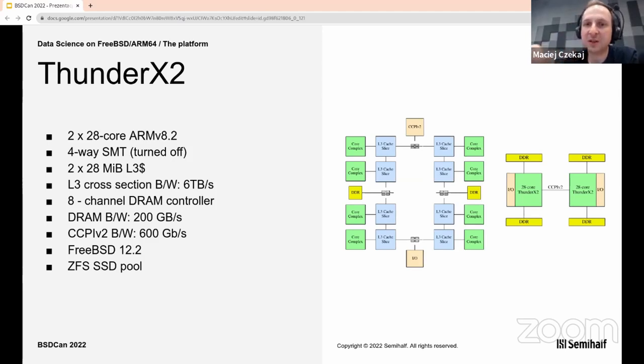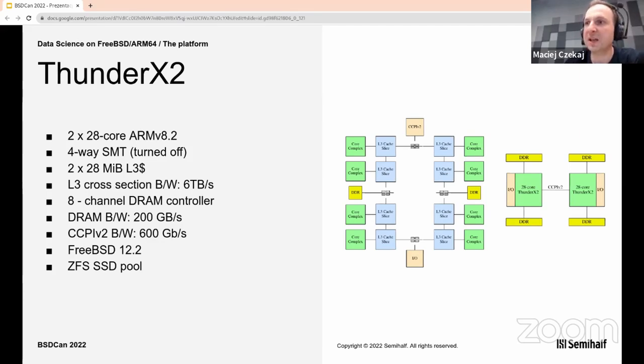The cross-section bandwidth on the L3 cache was huge, 6 terabytes per second. And there was an 8-channel DRAM controller. Each socket had its own DRAM controller. So the total bandwidth was 200 gigabytes per second, which is quite a lot even by today's standard. That experiment was done roughly 2 years ago, but even today it is quite a lot. And some Intel Xeon systems have less than that in benchmarks.